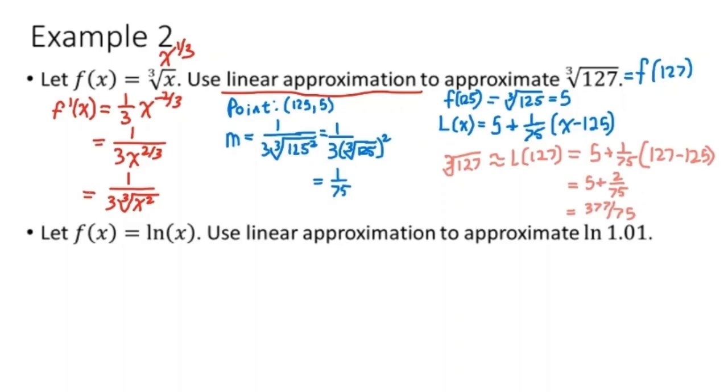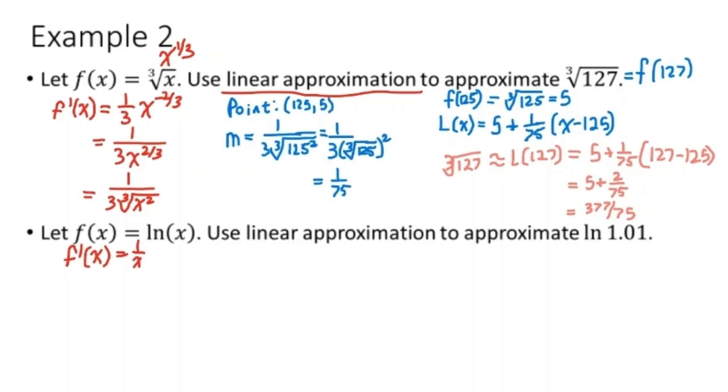So what we have is the cube root of 127 is approximately equal to 377 over 75. We're going to let f of x equal the natural log of x, and we're going to use linear approximation to approximate the natural log of 1.01. Just like before, I should start by finding the derivative of the natural log of x. Using our basic rules, f prime of x is 1 over x.